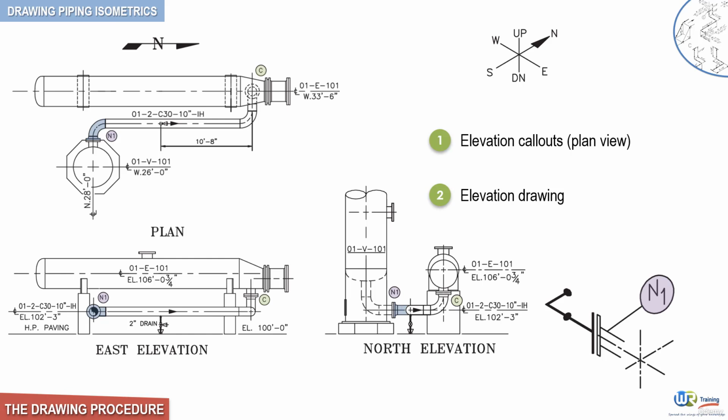Also recall, elevation changes can be shown on the piping arrangement drawing in the form of callouts, but the elevation callouts must be adequate enough to determine the length of the pipe traveling in the vertical plane.